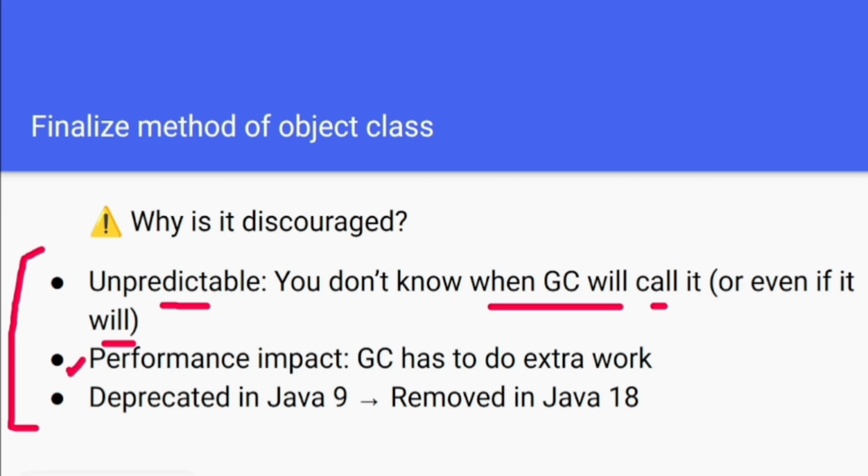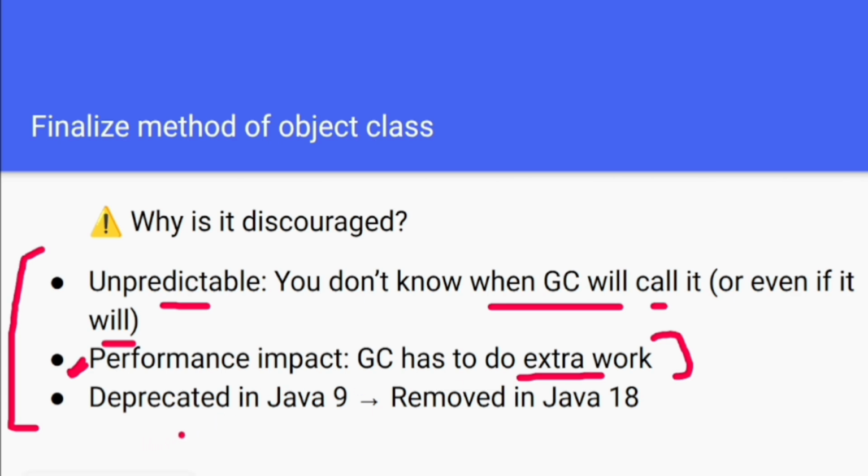The second reason is performance impact. GC has to do extra work. Why? Because now GC has to do the cleanup work as well. The primary work of GC is to destroy the object, but now it also has to do all the cleanup work that you have mentioned in your finalize method. So obviously there is extra work that GC has to do.